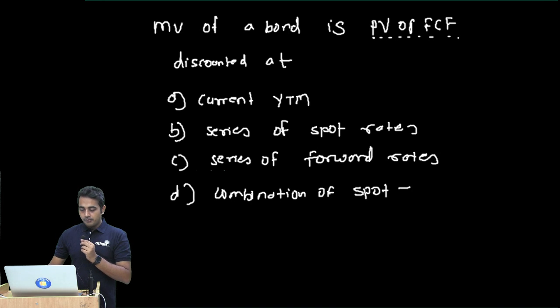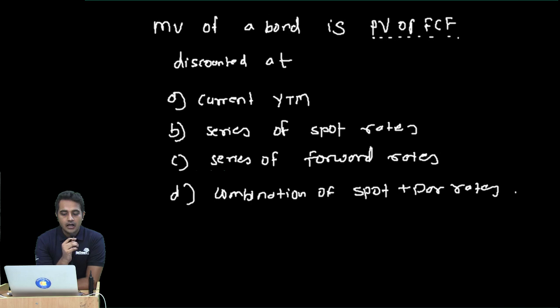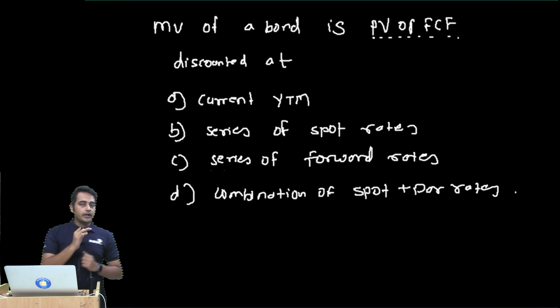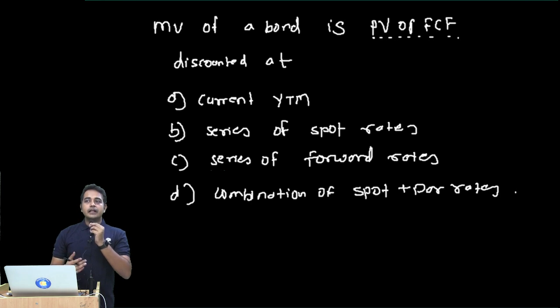spot plus par rates. Market value for a bond is the present value of future cash flow discounted at either the YTM or the spot rates or the forward rates or spot plus par combination. Okay, so that's how we are going to learn to value the bond now. So the strategy for us is to do one very large example, and in the same example we will try to cover all sorts of valuation so that you will be able to link these rates with each other.